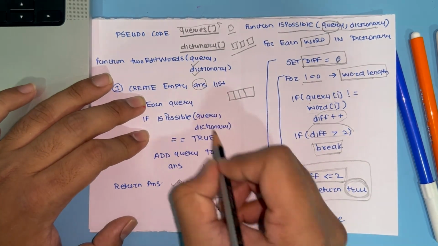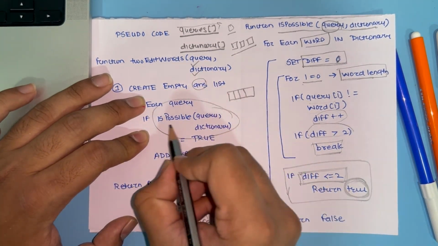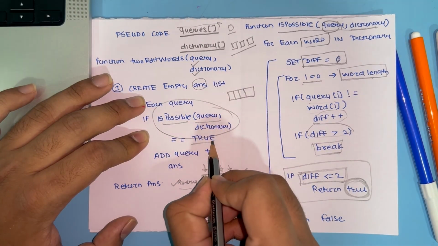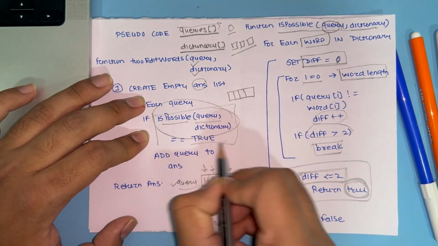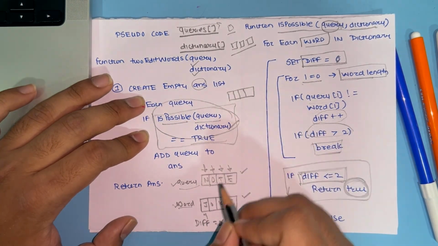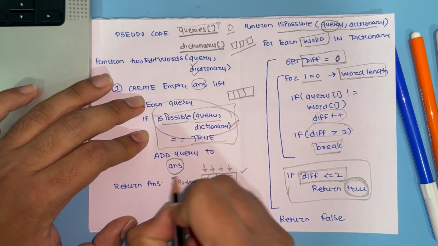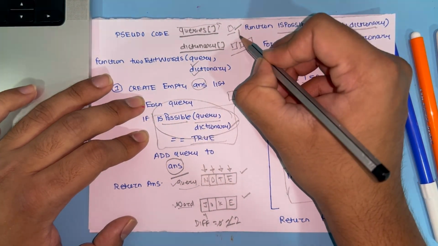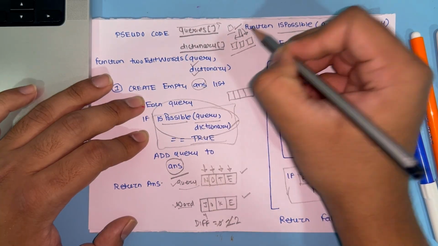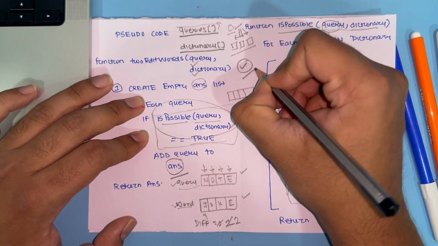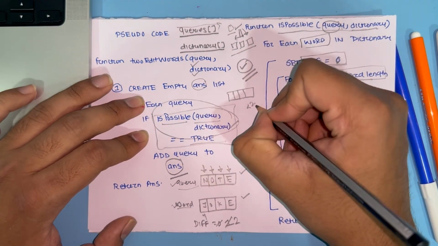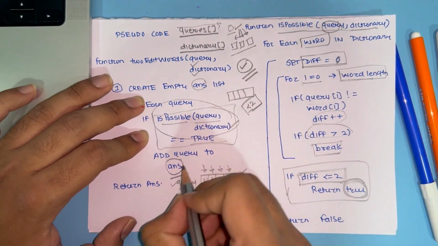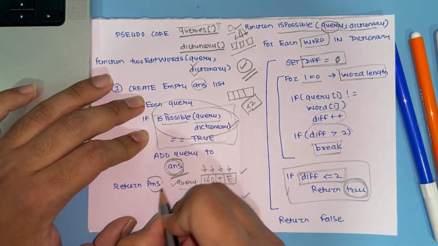So the flow will come here, and if it's possible to add this query against any element in the dictionary, we are adding it to the answer. Similarly, things will happen for all the elements in the query, and it will be matched against all the elements in the dictionary. And if we find that this is a valid answer which can be made in less than or equal to 2 edits, we are adding it to the answer and at the end returning the answer.